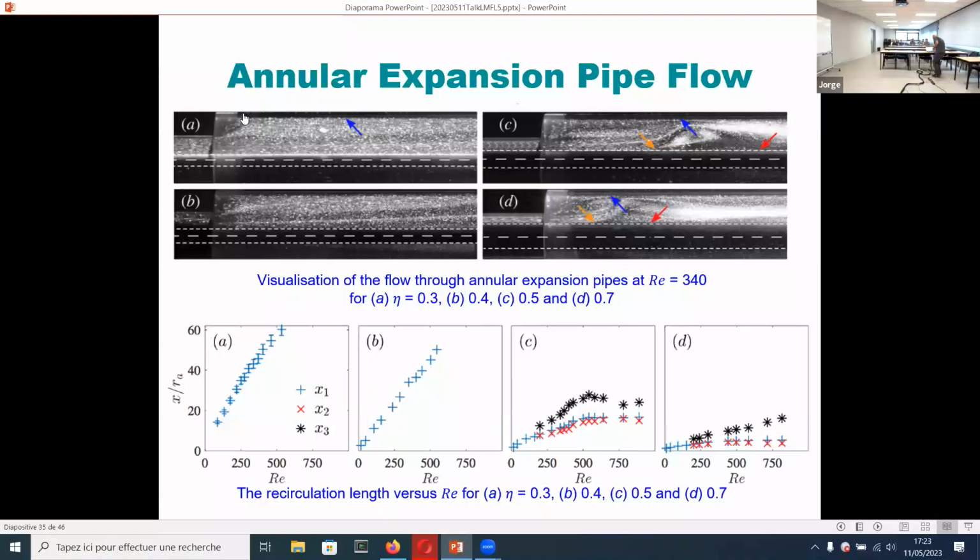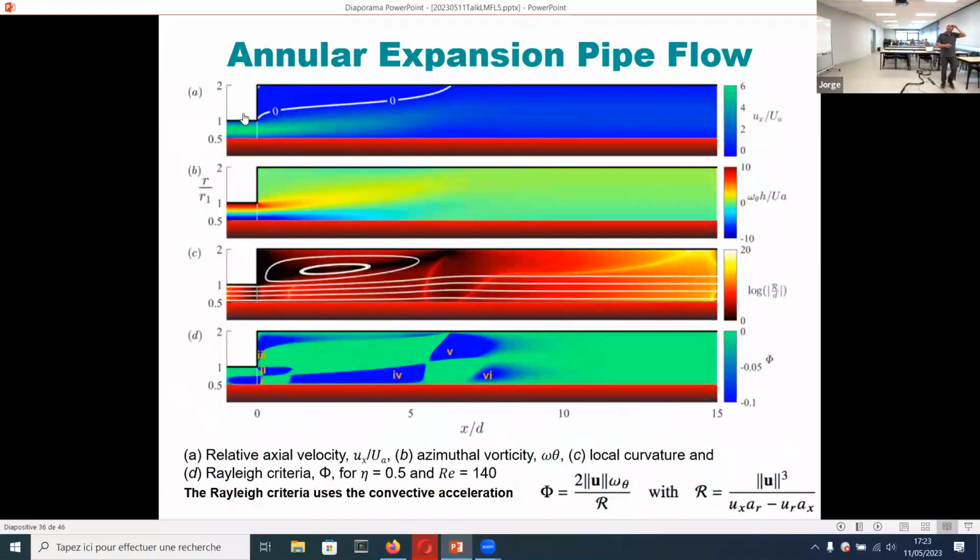We can do also numerical simulations, so these are the velocities. The red is the rod in the center line, and you can see that the streamlines are very much curved, and from this curvature we can calculate a Rayleigh gradient that will indicate that there are different regions that can go unstable.